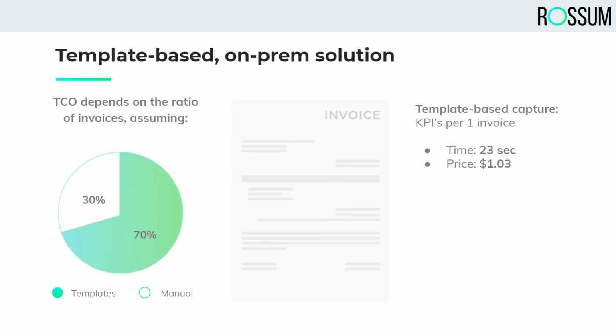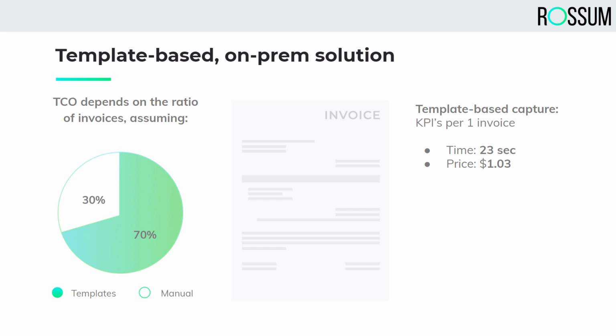Great. So the next type of processing is a template-based on-premise solution. In this case, we estimated the ratio of invoices is 30% processed manually and 70% processed using templates. These templates are set up for each vendor with rules to extract necessary data fields from each invoice. Less documents are being processed manually, that's true compared to the previous method, but there's still a lot that's being processed manually.